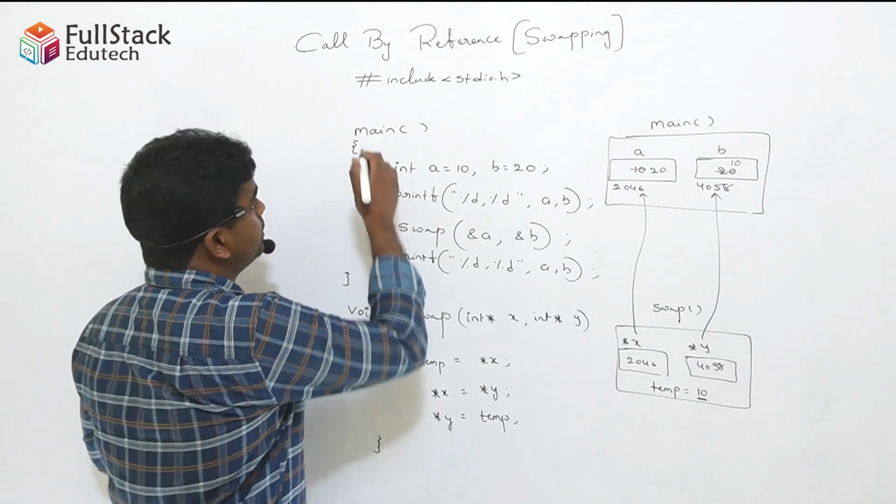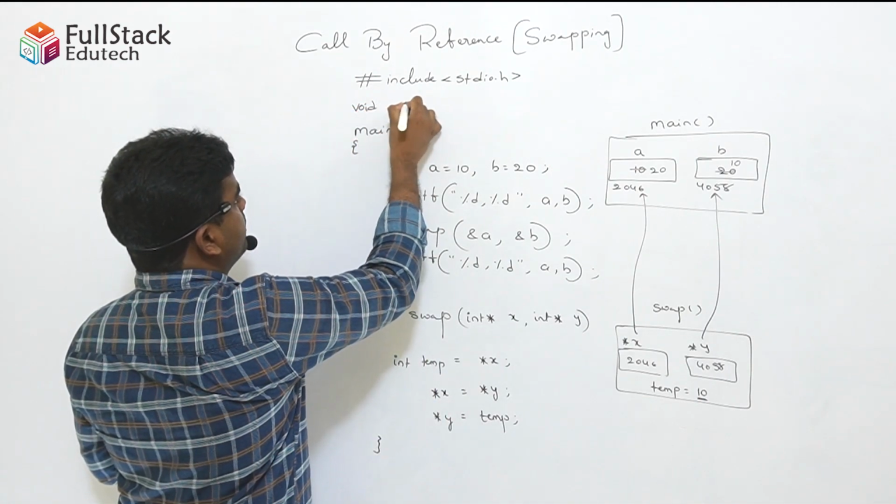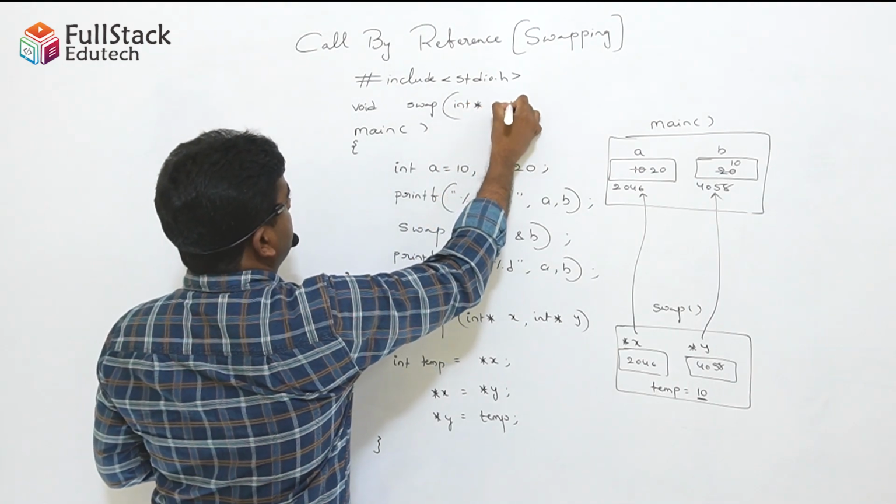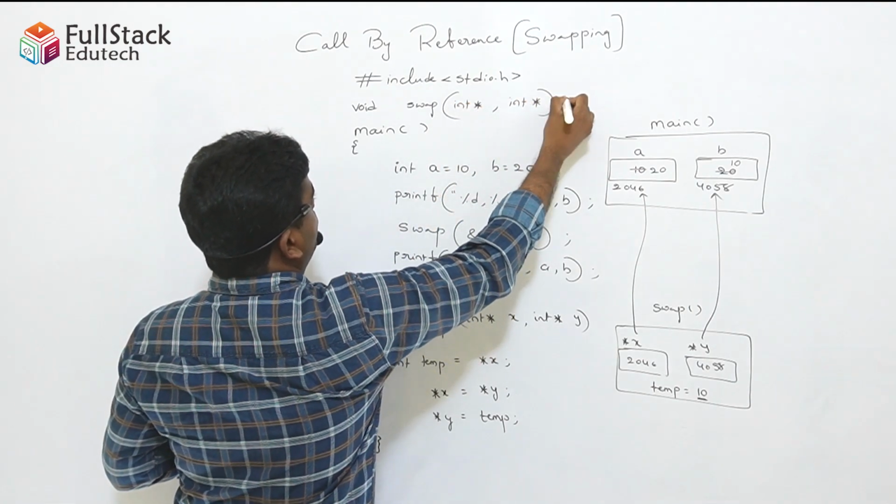Here, how can you write the prototype? void swap, integer pointer comma integer pointer.